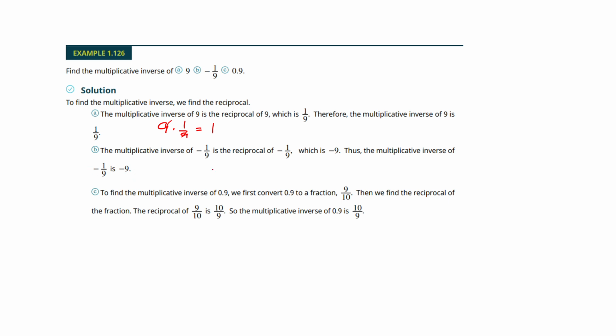I would just turn it upside down. And so if you multiply negative 1/9 times negative 9, the negatives would cancel, the 9s would cancel, and you'd be left with 1. Now 0.9, we're going to change it to a fraction, 9/10, right? So its reciprocal would be 10 over 9, and those multiplied together would get 1. So the inverse of 4 is 1/4. The multiplicative inverse of negative 1/7 is negative 7. And I'm going to turn 0.3 into 3 over 10, so its reciprocal is 10 over 3.